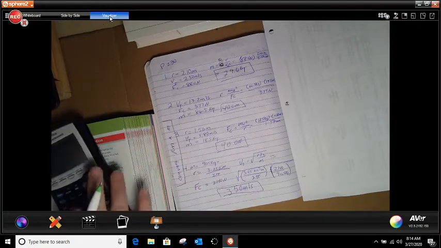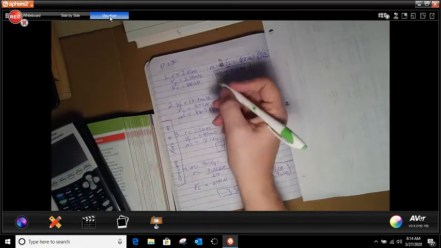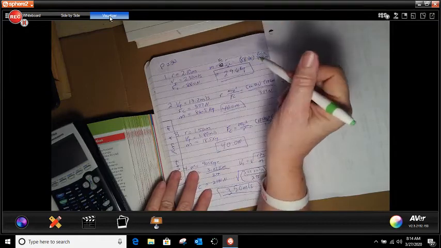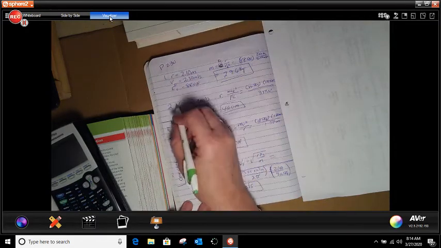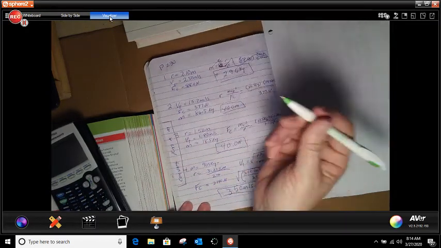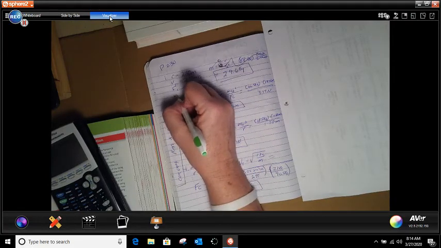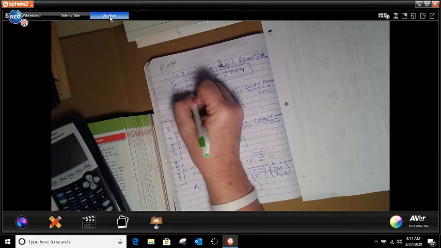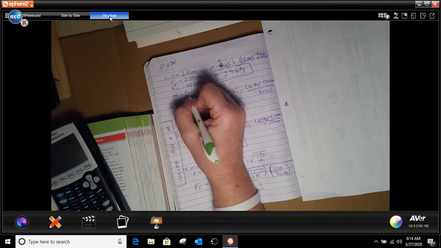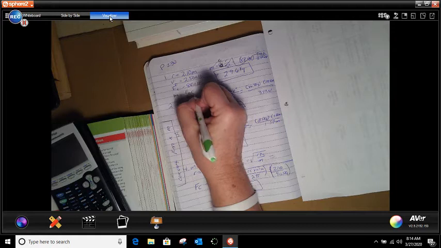finding what we need to find. So let's do it this way. I really don't like it that way. So we're going to do another equation. And the equation that we're going to use is the one that we used before, which is mass equals FCR divided by VT squared.